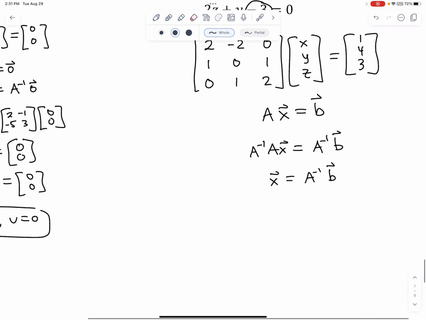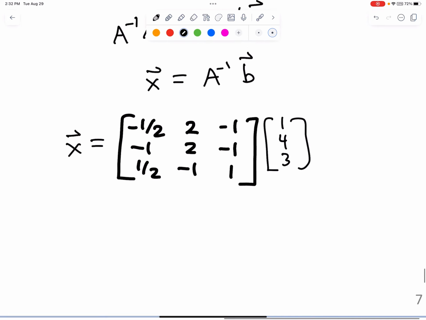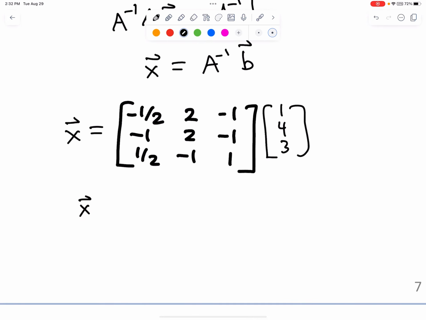And then, of course, borrowing the work we had before, vector x equals, let's go ahead and paste. So this was the inverse of this coefficient matrix that we had found earlier. We're going to multiply that by the vector b, so multiply by 1, 4, 3. And now we just have to do matrix vector multiplication to get our answer. So we take the 1, 4, 3, write them here, here, and here, multiply. So we have 4 times 2 is 8, 3 times negative 1 is negative 3, so 8 minus 3 is 5, and then minus a half. 5 minus a half is 9 halves. So we get 9 halves for the first entry.